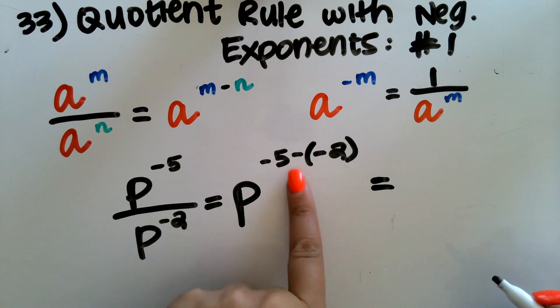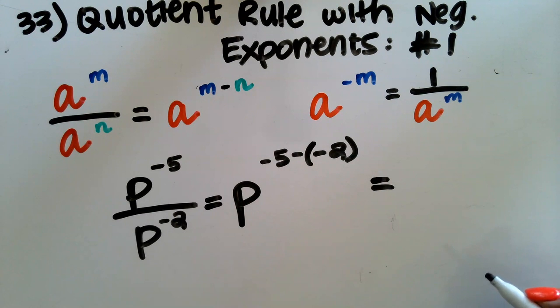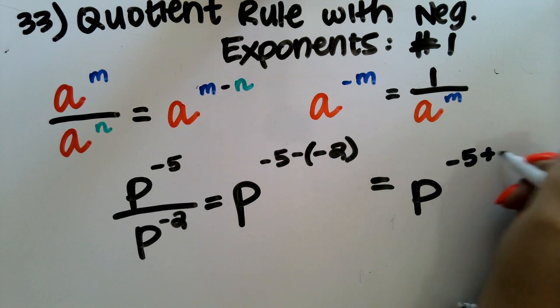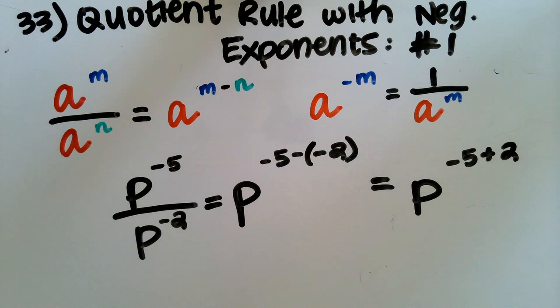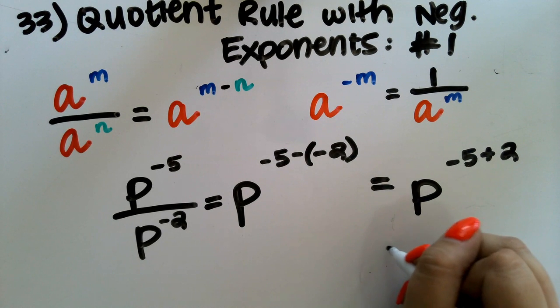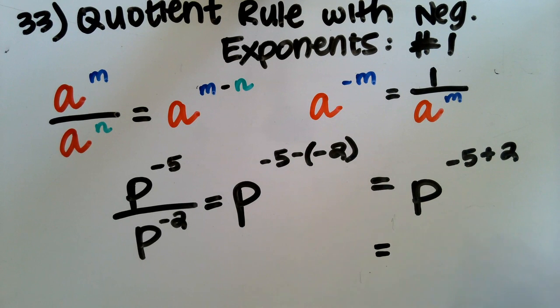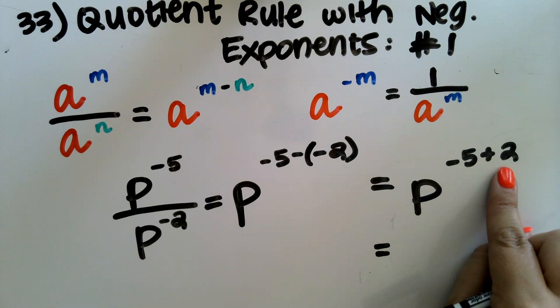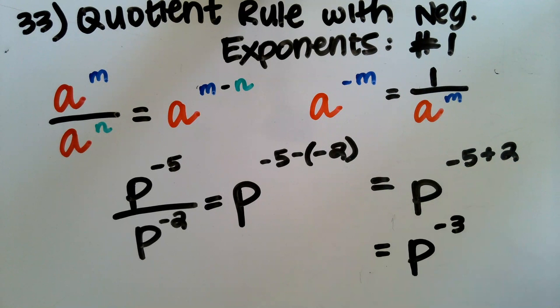Here, again, minusing a negative number is going to end up with addition, negative 5 plus 2, where we end up with p to the negative 3rd power.